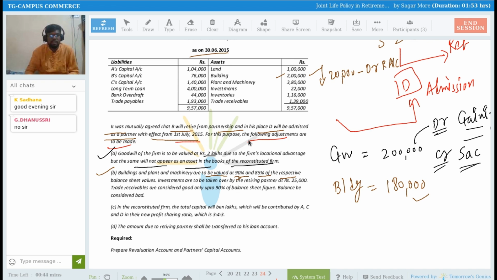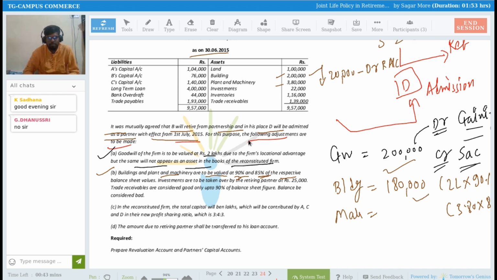Yes or no? Then, value of plant and machinery are to be revalued at 85% of the respective balance sheet value, right? So what is the value of machinery today as per the balance sheet? As per the balance sheet, the value of machinery is 3,80,000 and you have to record it down at 85%. So do the calculation. 2 lakh multiplied by 90%, I get 1,80,000. Then 3,80,000 multiplied by 85%.